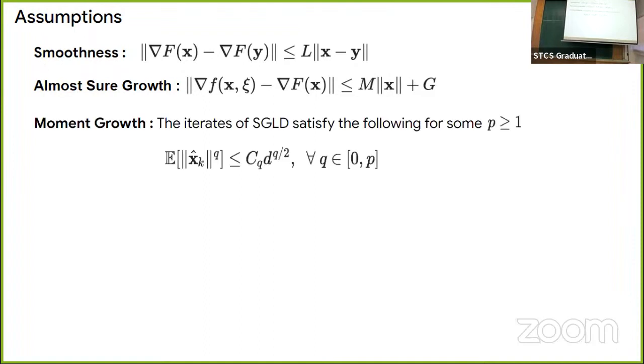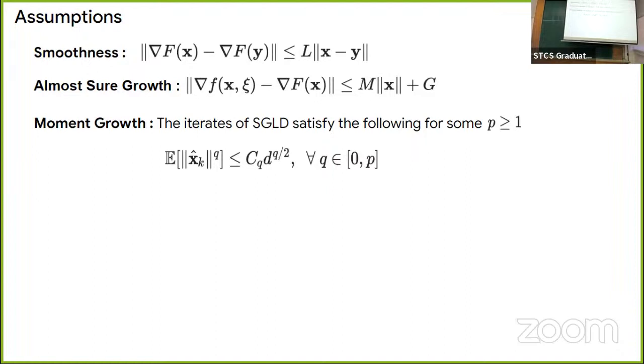Okay, so we also assume the moment growth condition, that is, SGLD satisfies the following for some p greater than or equal to 1. It doesn't have to have all the moments, it's just that x needs to be nice: the qth moment of xk should be of the order d to the q over 2. We will actually use p equals 4 or 6 or 2. We won't go much further than that. We don't need many higher moments, and it can be shown by various techniques under various assumptions.